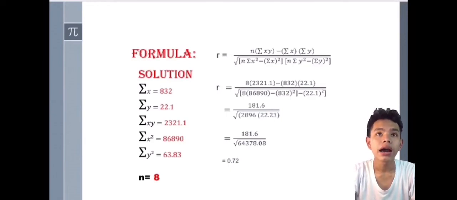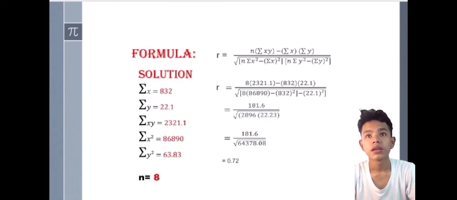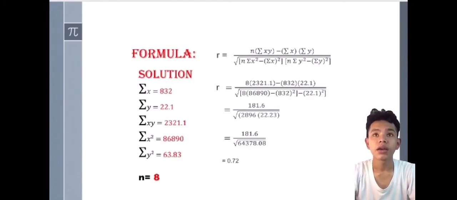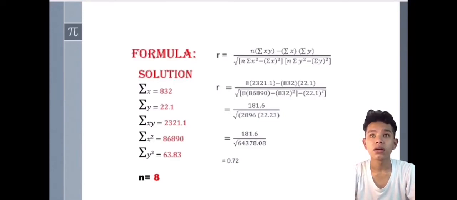Okay, so ang n natin, n times the summation of x squared, so ang n is 8, tapos times the summation of x squared is 86,890, and minus the summation of x squared, 832. Okay, so sa kabilang bracket naman is meron tayong n again is 8, tapos the summation of y squared, meron tayong 63.83, tapos minus the summation of y squared, meron tayong 22.1.